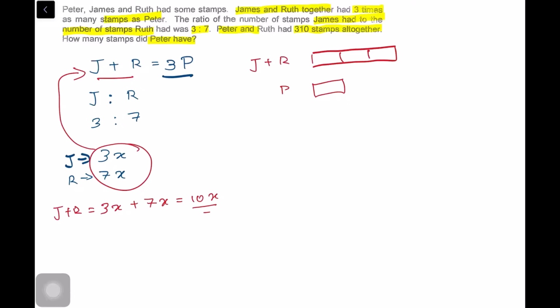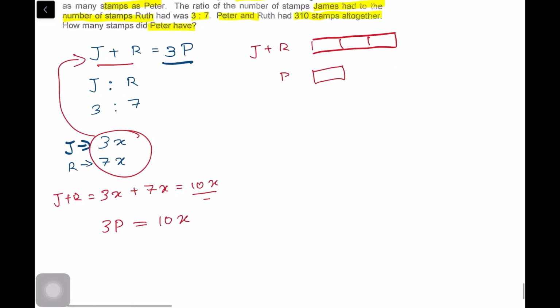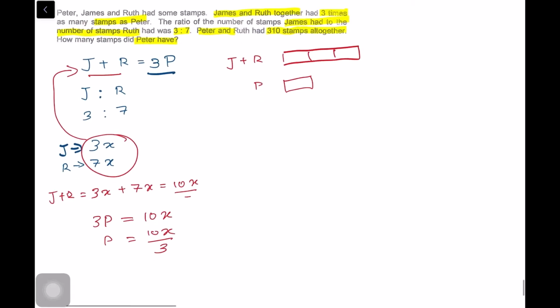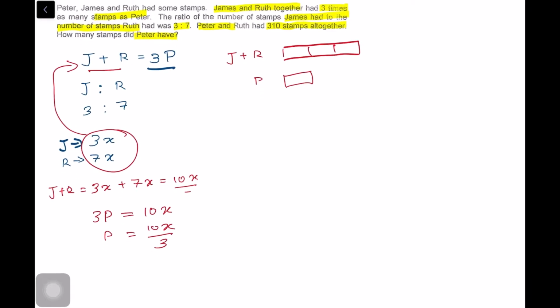So it means that 3 times the number of stamps Peter has is equal to 10x. So the number of stamps Peter has is 10x divided by 3. Now we know that James has 3x stamps, Ruth has 7x stamps, and Peter has 10x by 3 stamps.